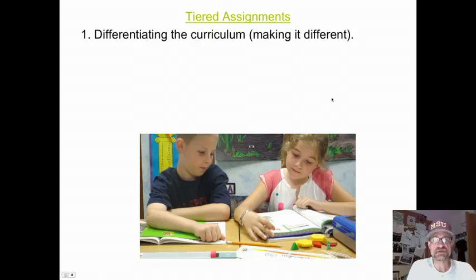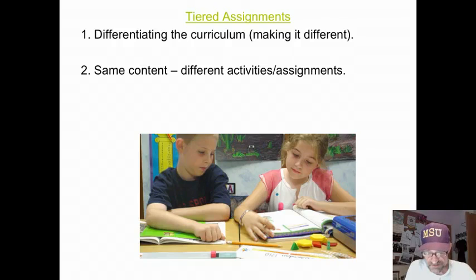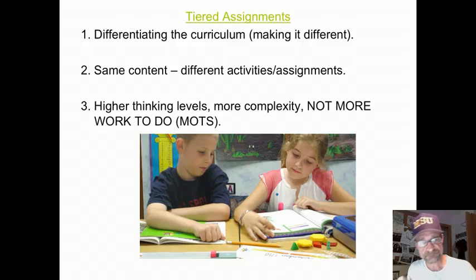Tiered assignments is a way to differentiate the curriculum. That means you are making the curriculum different to meet the differing needs of the differing students in your classrooms. In a tiered assignment, students are presented with the same content. This could be the same chapter in a story, a book, a text, or the same lesson. So students have the same content, but they have differing levels of activities or assignments. They are asked to manipulate that knowledge, skills, or content at a differing level.